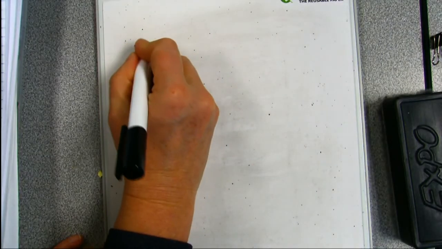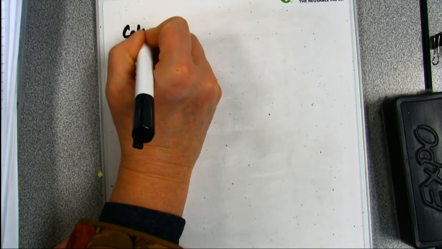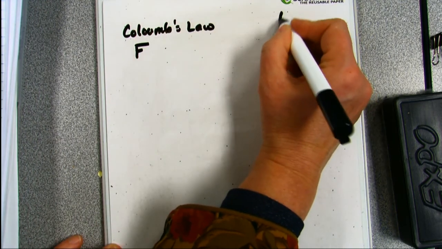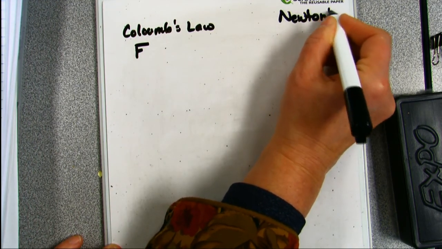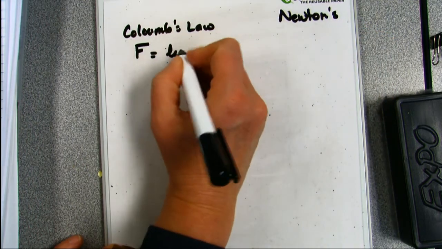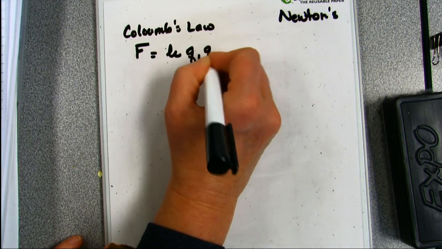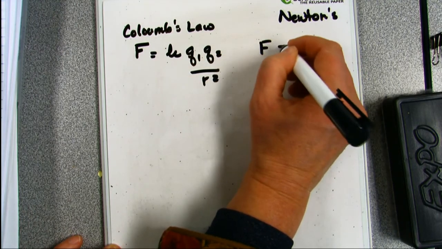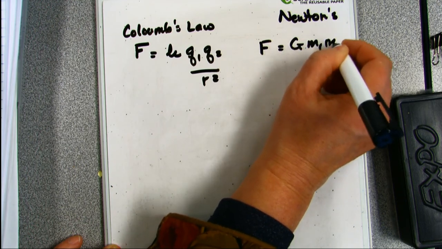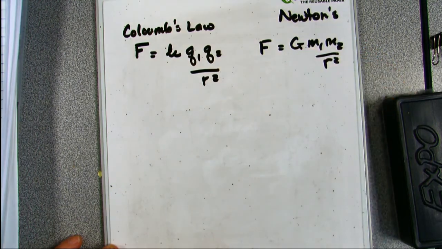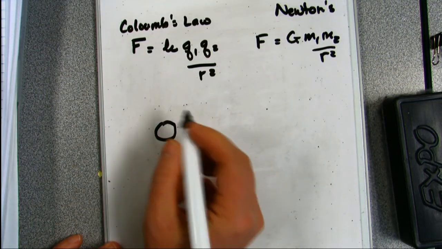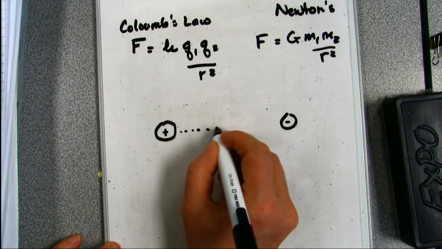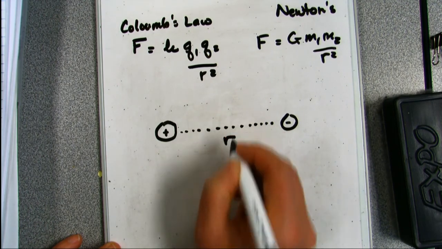So I've got force, and this is Coulomb's law, and then this is Newton's. K, Q1, Q2 over R squared, and this is G, M1, M2 over R squared. Now, if I have a charge, I'm going to put a positive charge and a negative charge. This is my R, the distance between them.